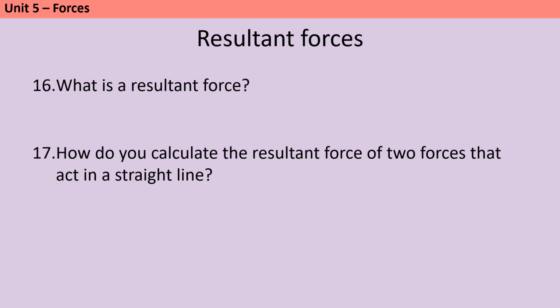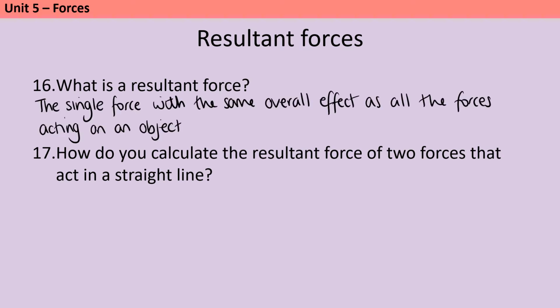The idea behind a resultant force is that we can take all of the forces that are acting on one particular object and summarise them in a single force that would have the same effect. So for instance, if you look at my box here, I've got a force of 50 newtons to the right and 10 newtons to the left.